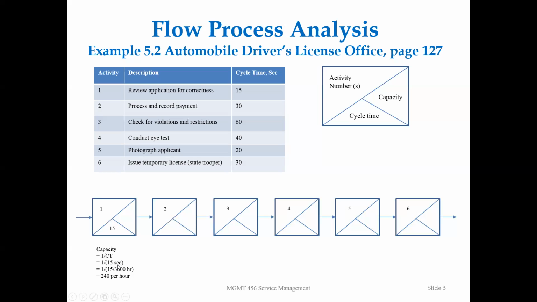So 15 seconds is equivalent to how many hours? So we know 1 hour is equal to 3,600 seconds. So that's why 15 seconds can be converted to 15 divided by 3,600 hours. So we convert this to hours. Then we can do the math. So 1 over, there are two divisions. So 1 over 15 over 3600, which is the same as 3600 divided by 15. So if you do the math, you will get 240. So how do we interpret 240? So 240 can be interpreted as capacity, 240 per hour.